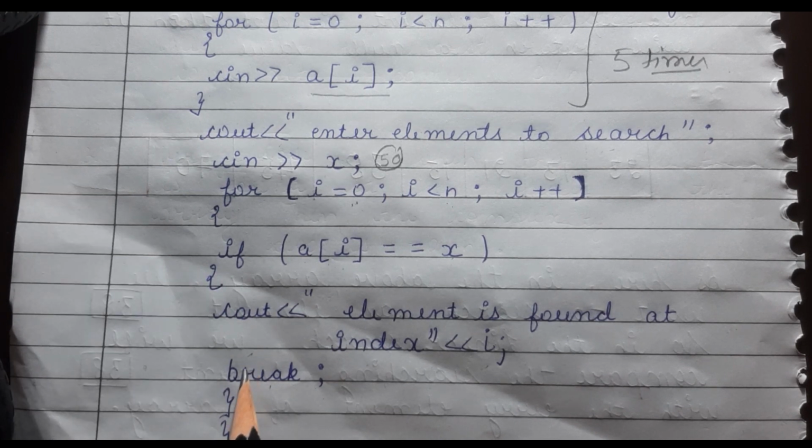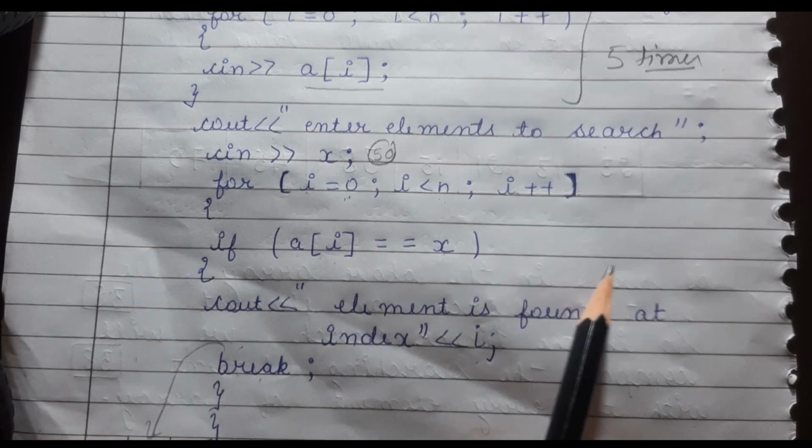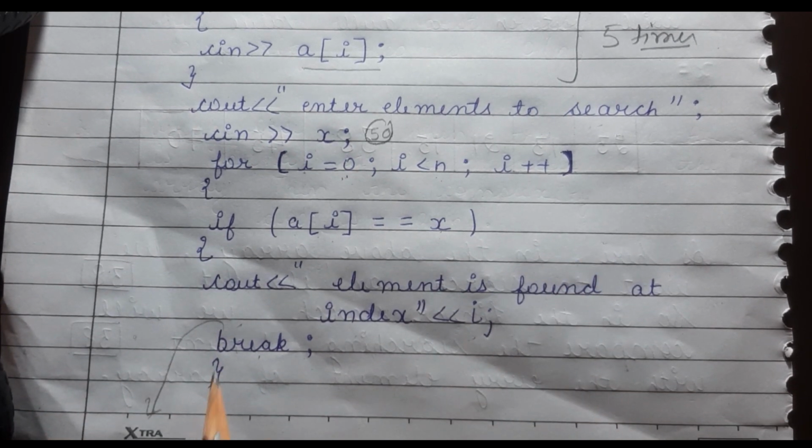The thing is, control jumps out of the for loop. Okay, because break is not compatible with a lone if-else. If you write a lone if-else on a compiler and include the break statement inside it, the compiler gives you an error because break is not compatible with a lone if-else. So we have to use the for loop here.